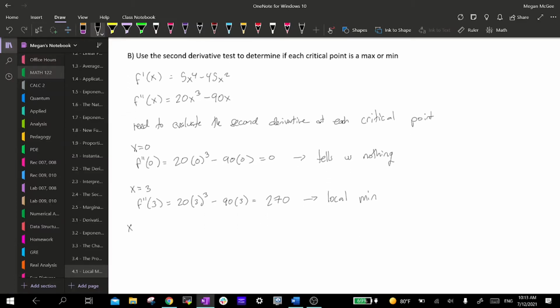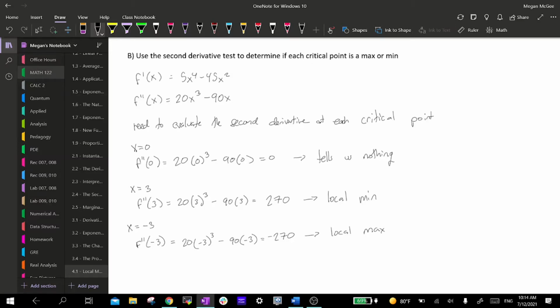And if we look at x is equal to negative 3, then we have the second derivative evaluated at negative 3, which gives us 20 times negative 3 cubed minus 90 times negative 3, which is negative 270. So again, it's just the sign that we are interested in, so this is negative, which tells us we have a local maximum because we are concave down.